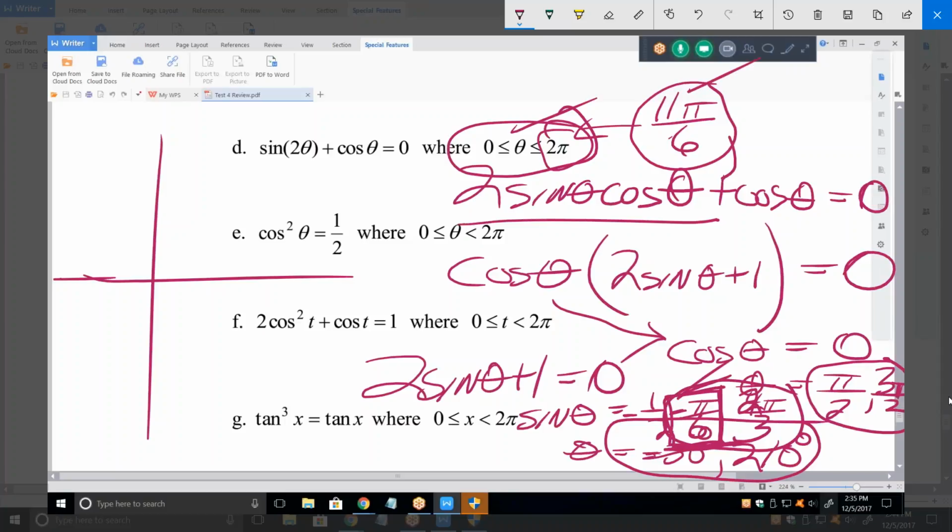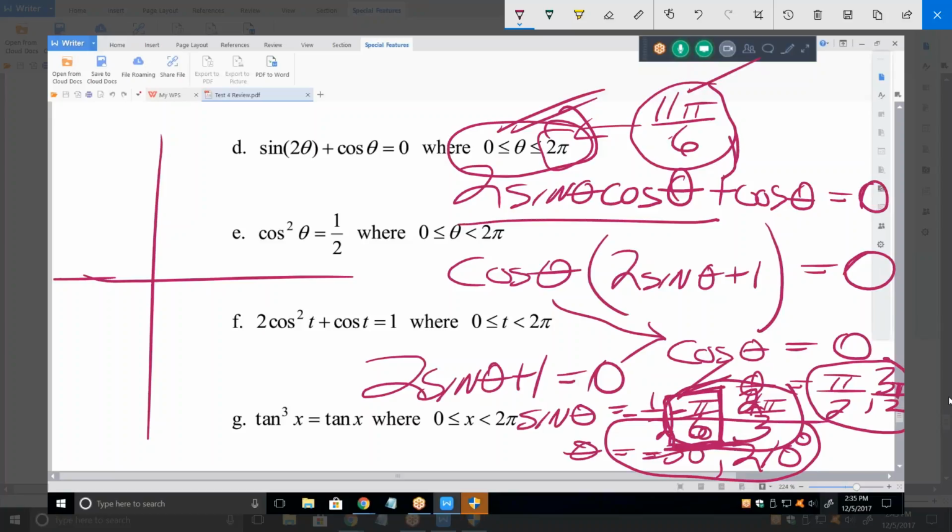And notice your calculator did not give you that. You have to come up with that on your own. In other words, your calculator may have given you pi over 6 or minus 30 degrees, but you have to convert that to get it inside this domain from 0 to 2 pi. And minus pi over 6, add 2 pi to it to make it positive, you get 11 pi over 6.